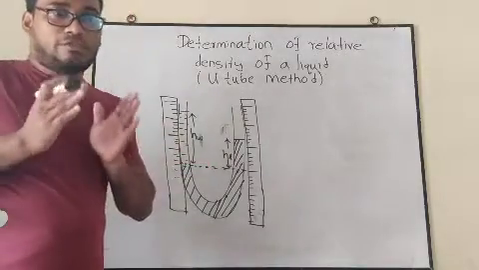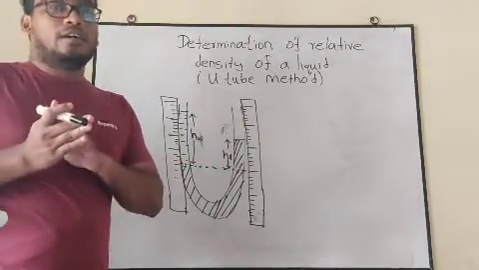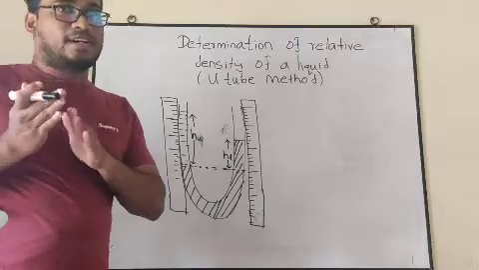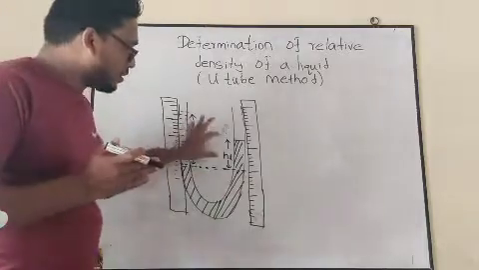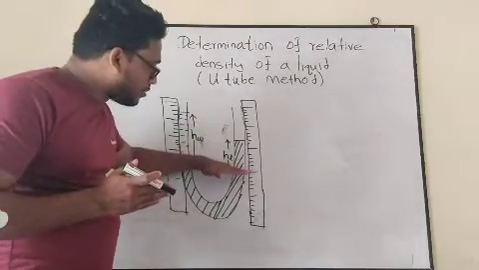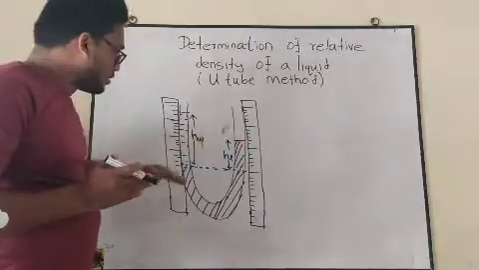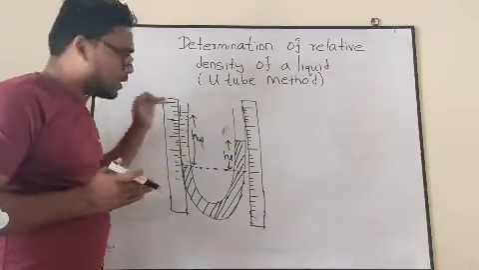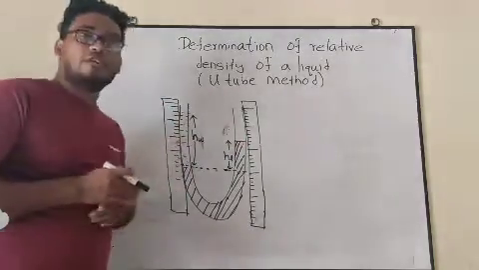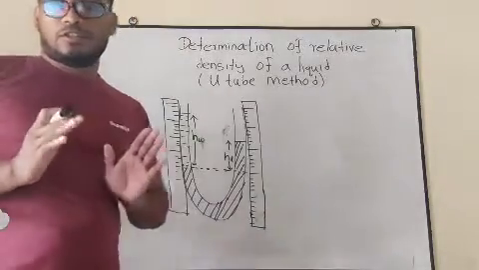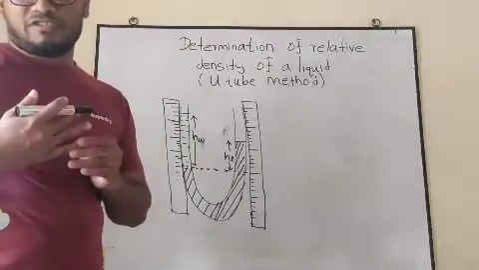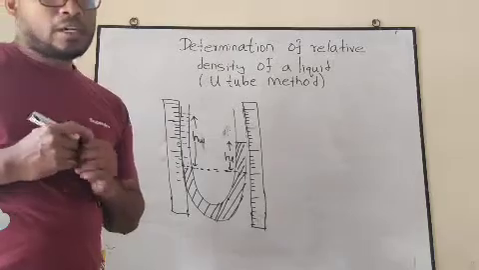So the liquid length readings are taken from the common interface. Look at here, HL. From the common interface we take the reading. So from the common interface we took the reading of the water column HW.